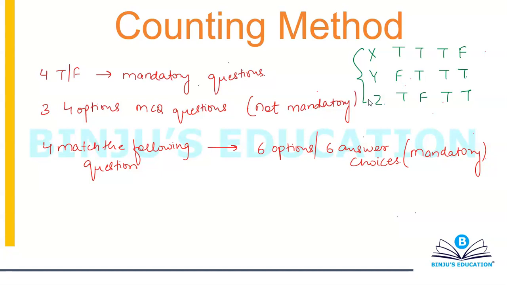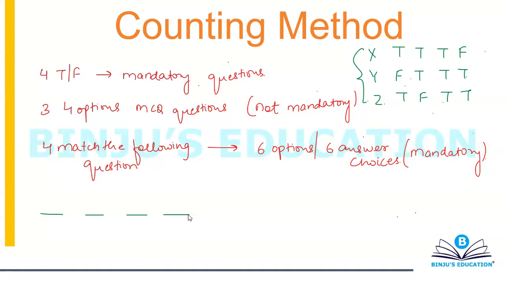Okay, so let's start with the true and false ones. All 4 questions are mandatory. Now I can say that all the 4 questions are independent and answering any one of them is not dependent on the other question. How you mark the answer to the first one is not dependent on the second question. Similarly, marking the answer for the third one is not dependent on the fourth one and vice versa.